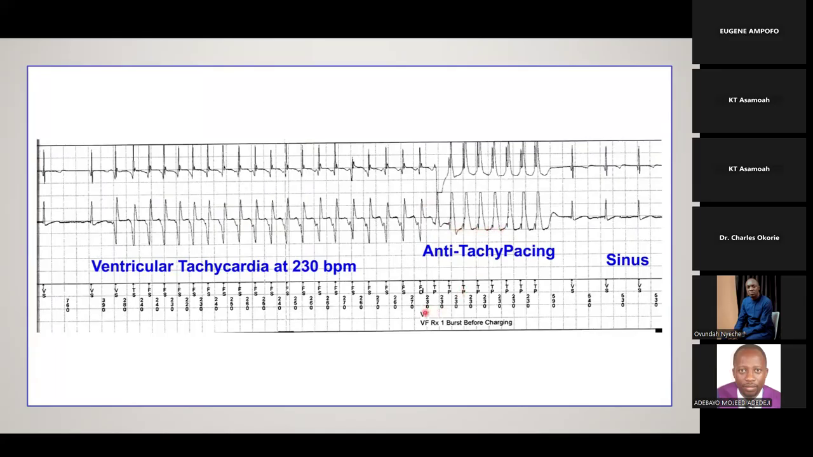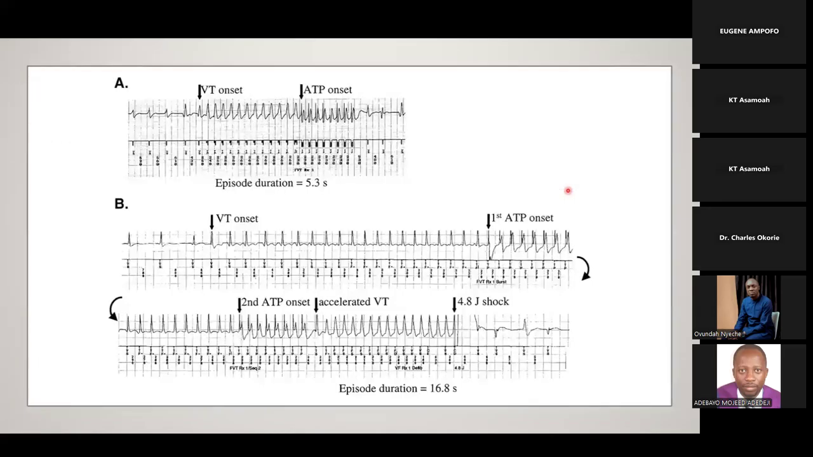You realize down here, these are the cycle lengths. So down here this is the cycle length of the VT, and then the burst pacing is fixed at 230 milliseconds throughout. And at the end of the burst pacing, sinus rhythm is restored again. So there's a situation where the anti-tachycardia pacing was able to terminate the ventricular arrhythmia successfully.